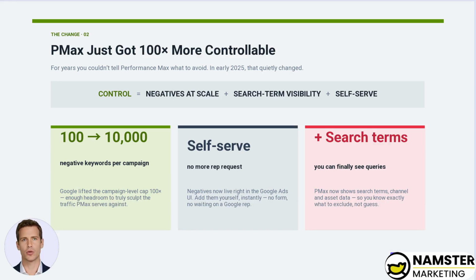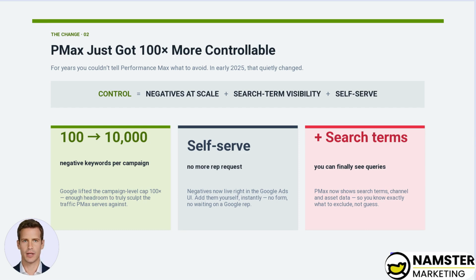The biggest news for digital marketers in early 2025 is that Performance Max just got 100 times more controllable. Previously, we were limited to a mere 100 negatives, often requiring a formal request to a Google representative, a process that was slow and restrictive. That quiet change has now become a loud opportunity. We have moved from 100 to 10,000 negative keywords per campaign, providing enough headroom to truly refine the traffic PMax serves against. Crucially, this is now a self-serve feature. There are no more rep requests or waiting for forms to be processed. You can add negatives instantly within the Google Ads UI.